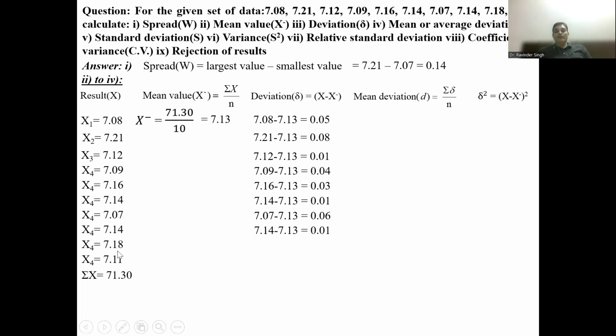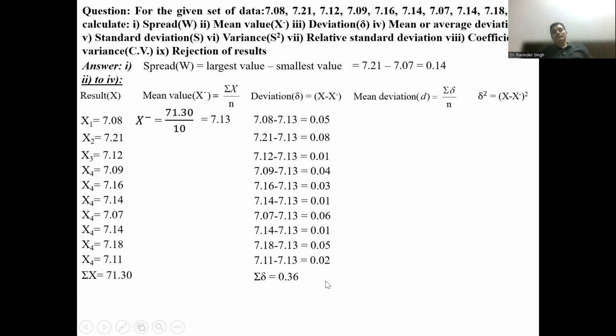Now we will take the difference of 7.12 from the mean value. Now we will take the difference between the last value, that is 7.11, with the average value, the mean value. After taking the difference, we find out the deviation of each value from the mean value. Now take the sum of all these deviations. The sum of all these deviations comes out to be 0.36.